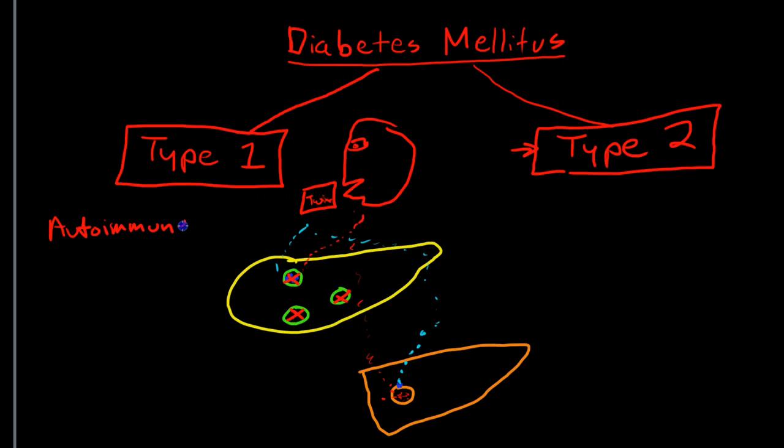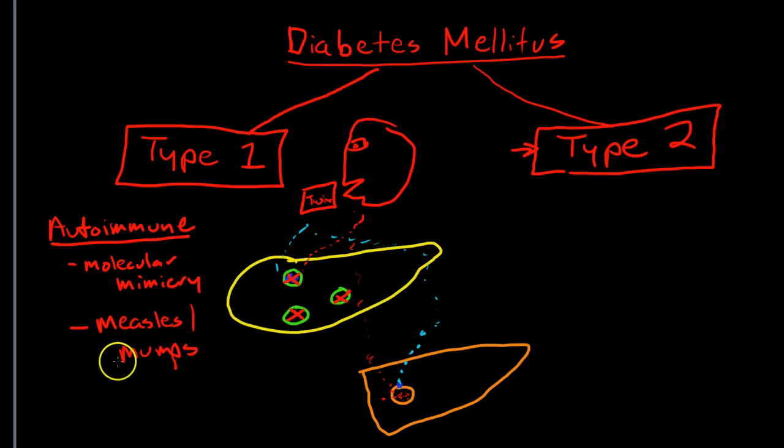It seems to be caused by molecular mimicry, where there are viruses, and there's been a suggested link between measles and mumps. It's interesting though, because even though we have vaccines for measles and mumps and they're not common anymore, we still see a lot of type 1 diabetes, and it didn't seem to decrease the amount. So, or it could be a different virus.